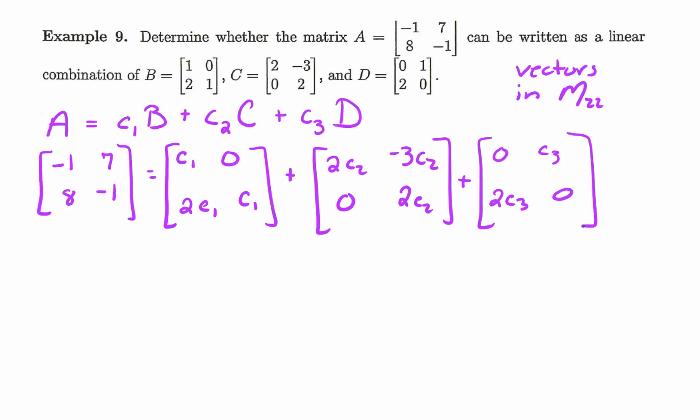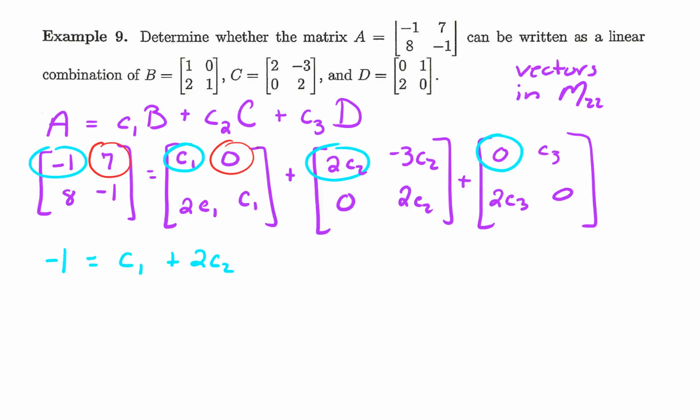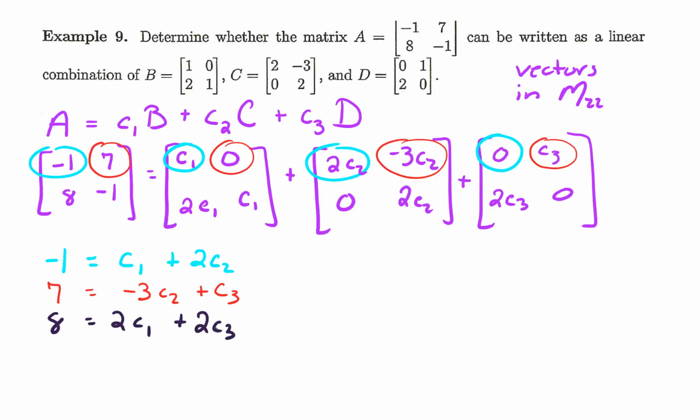This gives us some equations. Notice in the first row, first column of every matrix, we are forced to have -1 equaling C1 plus 2C2. Next, for the first row, second column, those must sum. In other words, we must have 7 equals -3C2 plus C3. Continuing on, we would have 8 equals 2C1 plus 2C3. And lastly, -1 equals C1 plus 2C2.